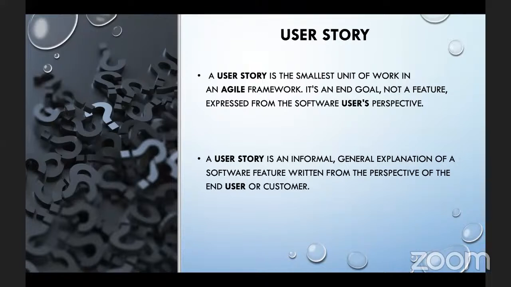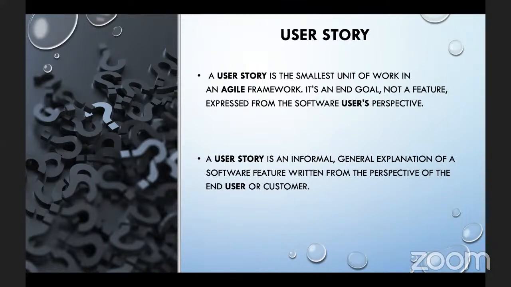A user story is the smallest unit of work in an Agile framework. You remember the example of the donate. The donate is the bigger one, and then all the other features or stories that come out of that are the user stories. That's the smallest unit of work in an Agile framework. A user story is an end goal, and not a feature.